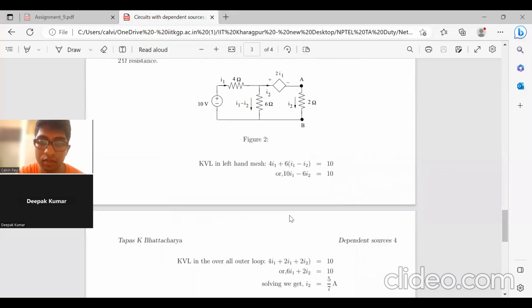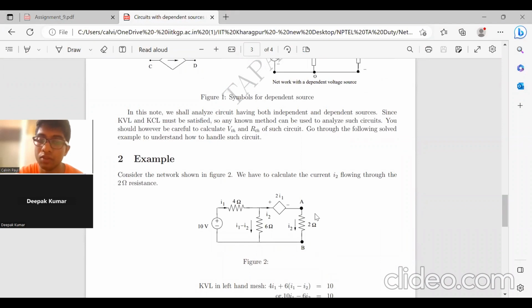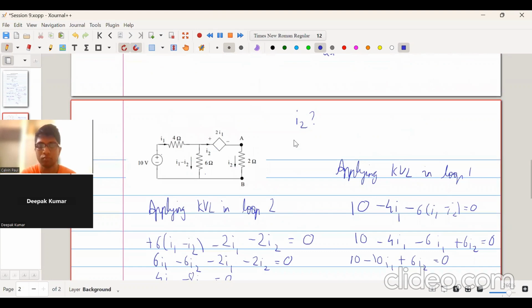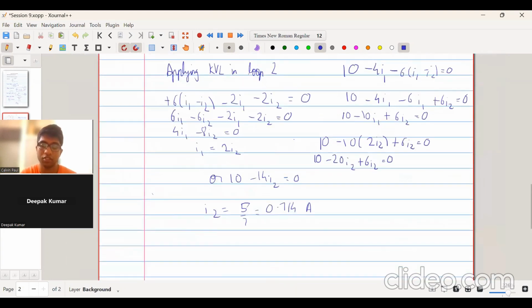Now they're saying we should apply Thevenin's theorem to find I2, instead of actually solving the circuit. So if you want to apply Thevenin's theorem, what do you have to do first? First, we have to remove this 2 ohm resistor and calculate the open circuit voltage VAB. That is called Thevenin's voltage.